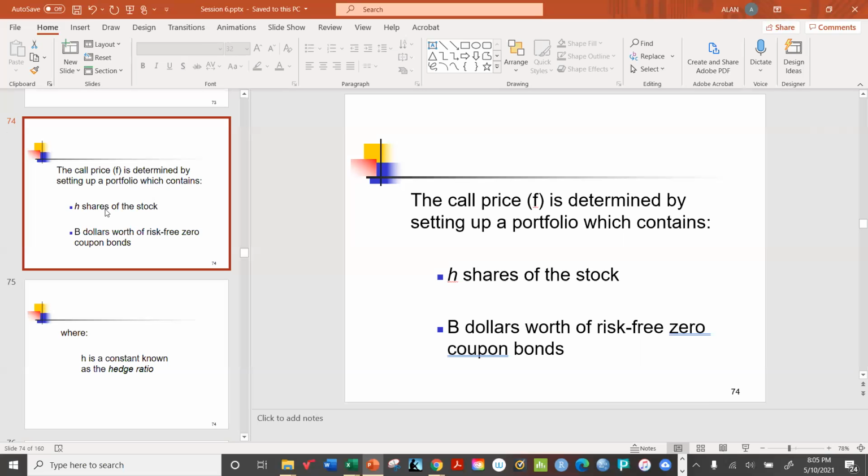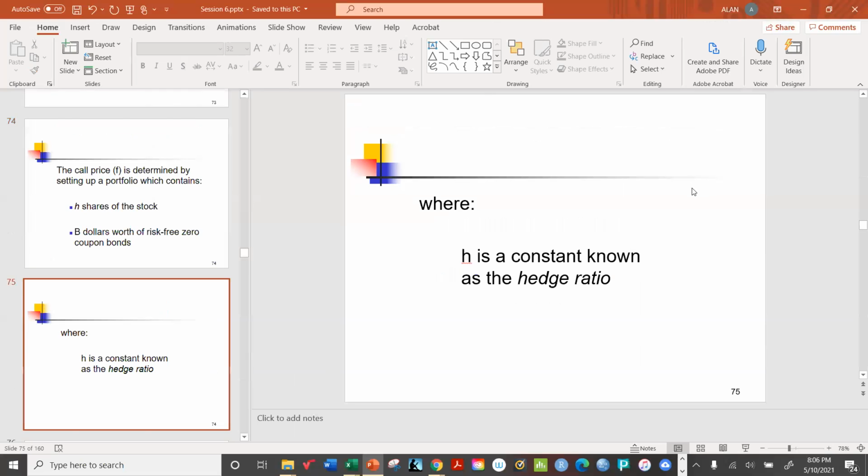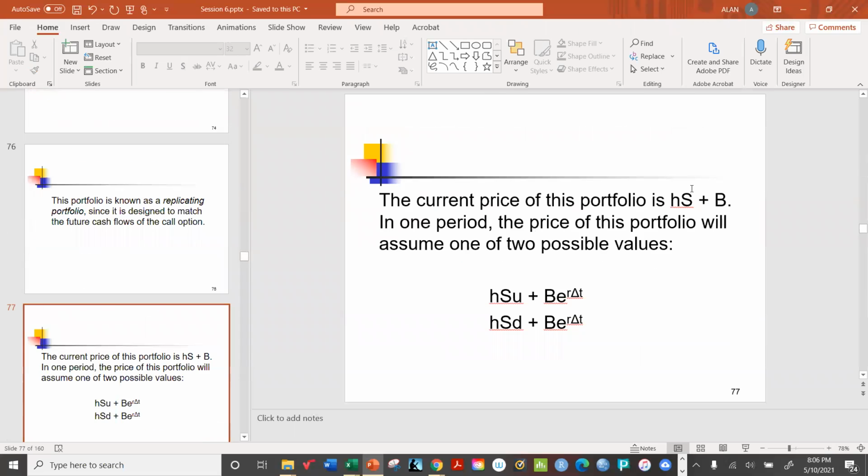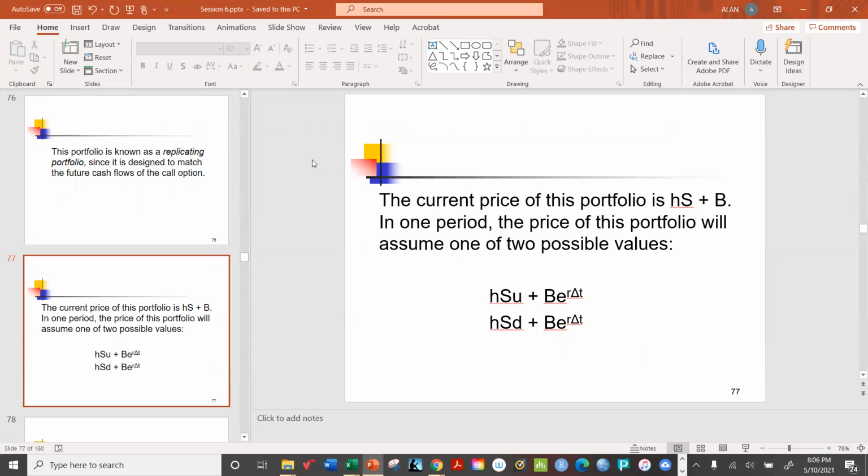And if it does, then again, the price of this portfolio would have to match the price of the call option. So with this binomial tree, we're actually not pricing the call option at all. We're actually pricing this portfolio. And that makes it a lot simpler. So we are going to make the following claim.